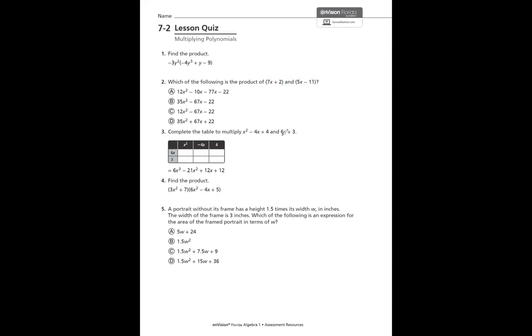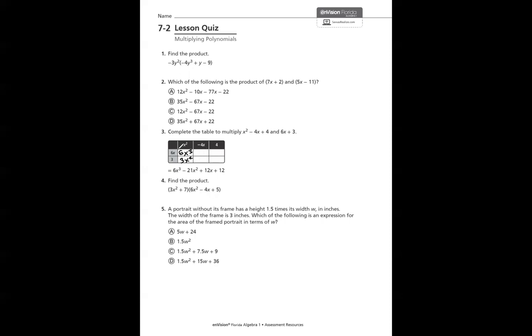So let me clear what we've done already. And they've set up the box method for us. So all we're doing is filling in the boxes. So we're using multiplication. Remember to multiply your coefficient first and then add your exponents. So 6 times 1 is 6. And then x times x squared is x cubed. X squared times 3 would just be 3x squared.